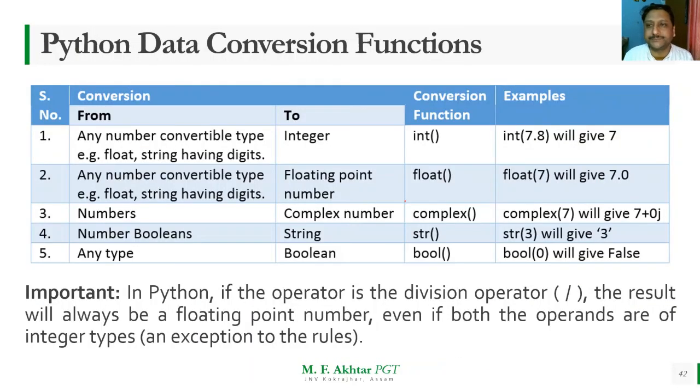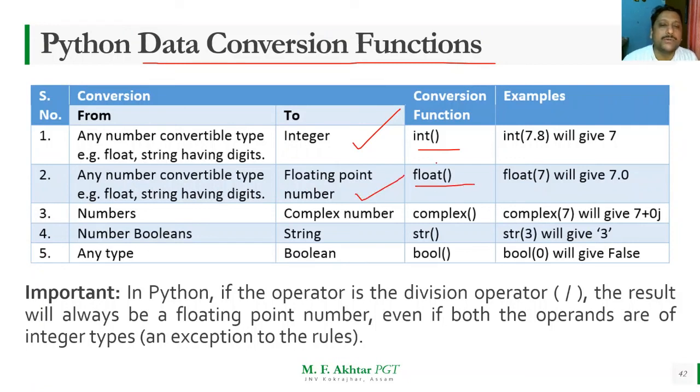See here, Python data conversion functions. Several other data conversion functions are also available in Python. Suppose we have any convertible type, such as a float or a string having digits, and we want to convert it to integer, then the int function can be used. From any data type, if we want to convert to floating point, we can use the float function.